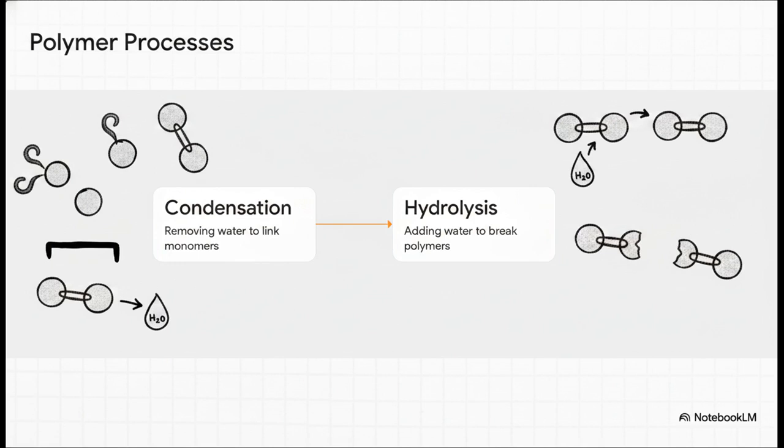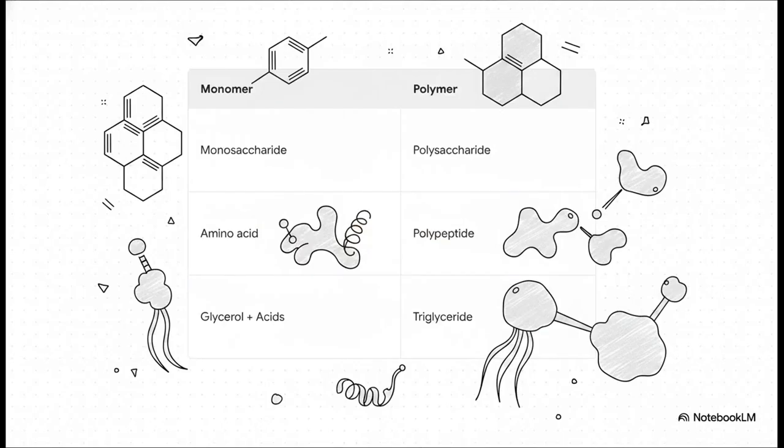Conversely, when the body needs to break these complex polymers back down, say during digestion, it uses hydrolysis. Hydrolysis literally means splitting with water. It adds a water molecule right back in to break those bonds. This illustrates beautifully how these processes apply across different macromolecules.